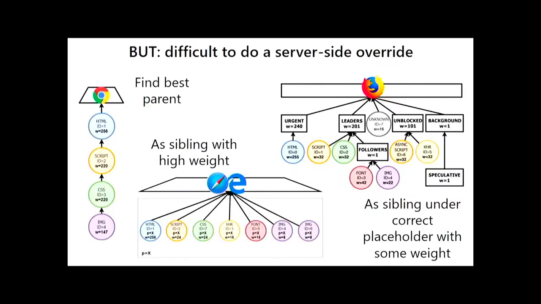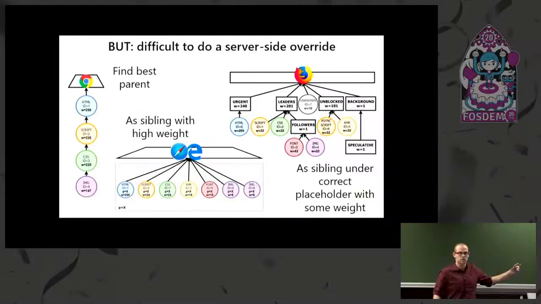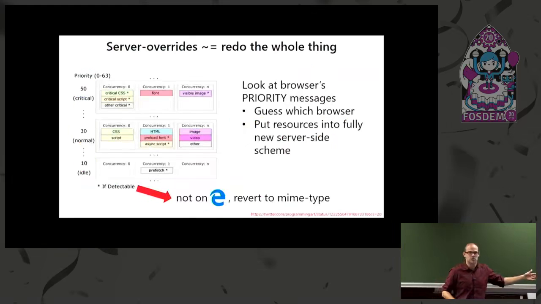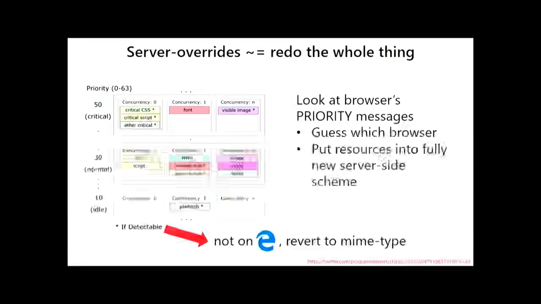And the final nail in the coffin of this whole thing is that it's difficult to do server-side overrides, as I said before. Because remember, the use case is I have one, for example, image that I want to make higher or lower priority. How exactly am I going to do this? It depends on the browser which tree manipulation I will have to end up doing. It's possible, but I need to know details of how these browsers internally construct their trees and have to manipulate them, right? This is actually what Cloudflare does. So Cloudflare tries to guess which browser is connecting to it based on the priority tree it sees.